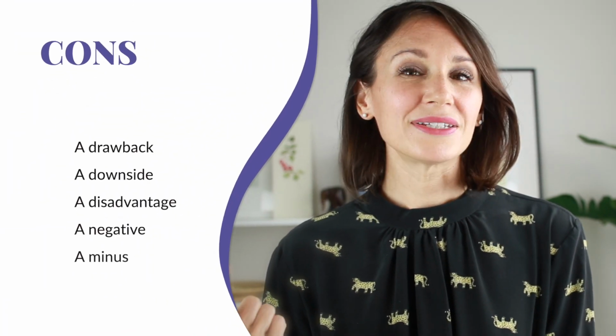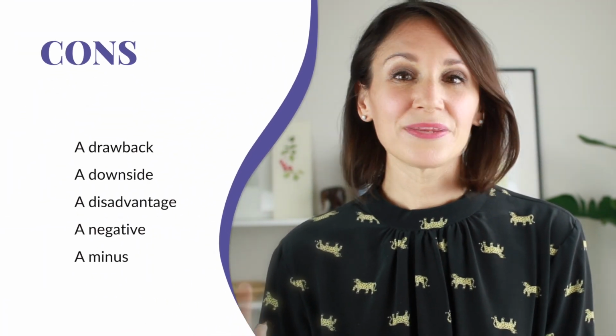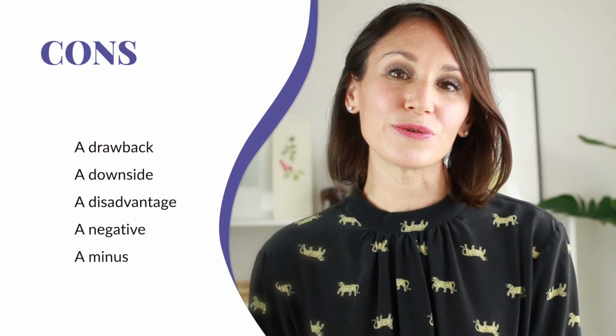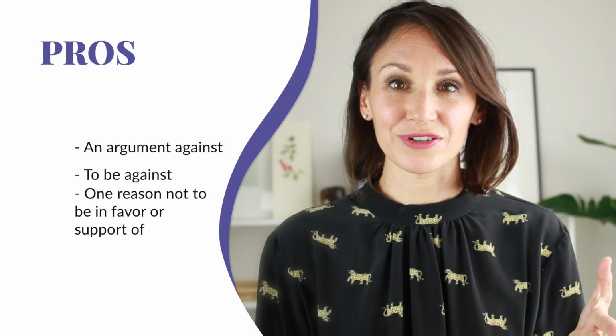But before we do that, let's look at our vocabulary list when we're talking about the cons of an issue. And as you'll see, we're using the opposite words. In a conversation, I may highlight a drawback, a downside, a disadvantage, a negative, and a minus. And of course, similar to the phrases we use to highlight support for an issue, we can also discuss an argument against something or to be against something. And finally, we might highlight one reason not to be in favor or not to be in support of something.